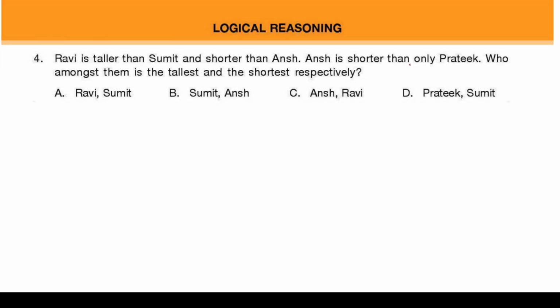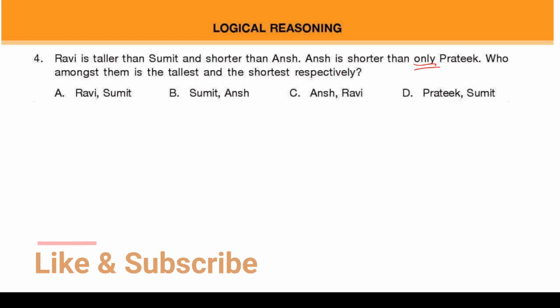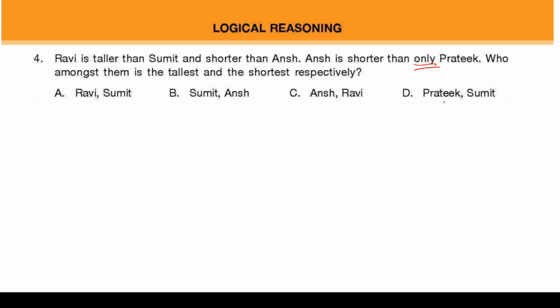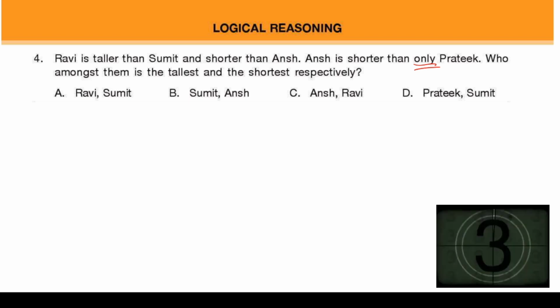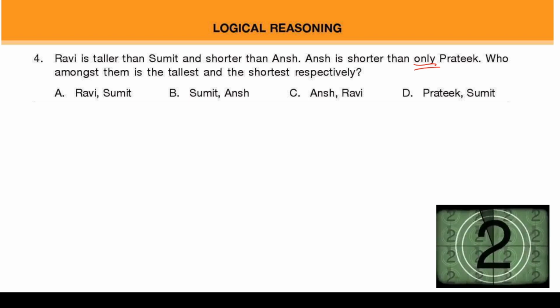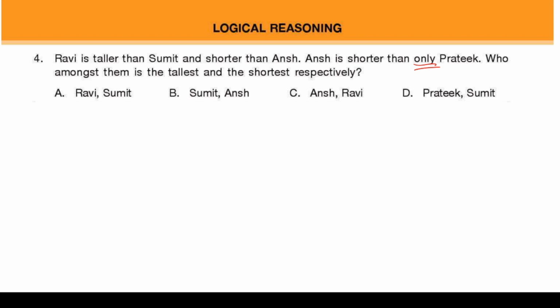Next question. Ravi is taller than Sumit and shorter than Ansh. Ansh is shorter than only Pratik. Remember the only. Who amongst them is the tallest and shortest respectively? Your options are given. Try to get the right answer. Well, pause the video if you need more time. But let's solve this together.